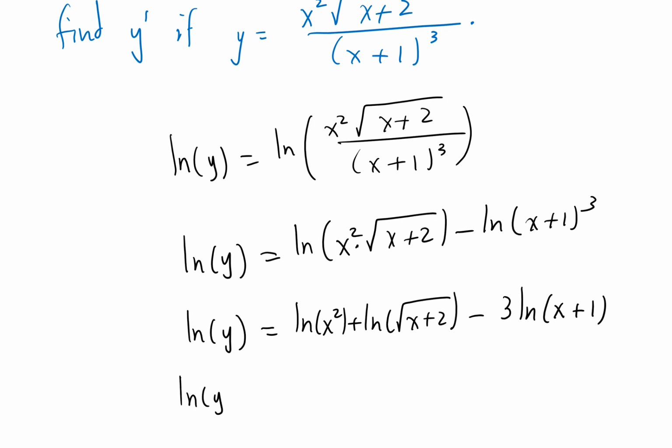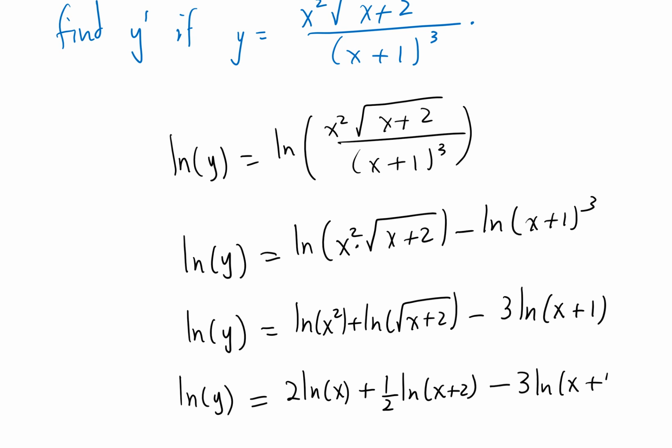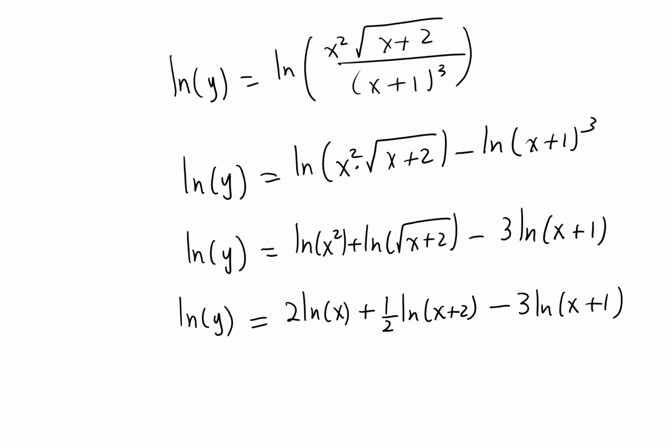The left stays the same. You bring the 2 down. The radical, you bring it outside as 1/2. I cannot expand anymore or bring anything down. So now we can differentiate. The goal is to find y prime. Now differentiate both sides.